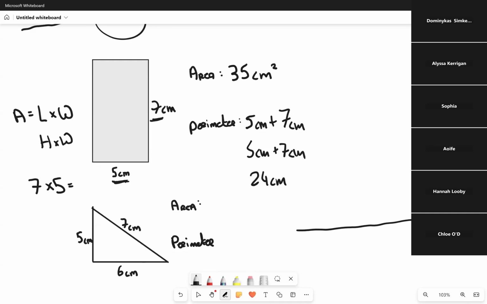And guys, when you're in an exam, make sure you get your centimeters and your centimeter squareds right, because you lose a mark every time you don't put in the correct values. If you leave out a squared or if you put in a squared when it shouldn't be, then you will lose a mark.